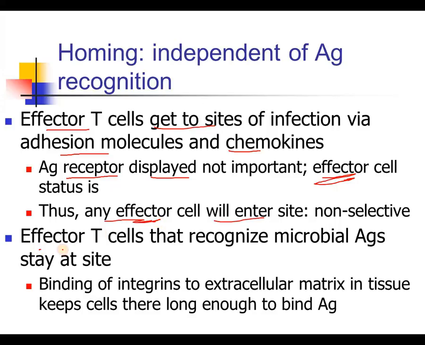What matters once it gets there is that effector cells that recognize the antigen at that site will stay at the site. If they don't recognize the antigen at that site, they'll keep moving on until they find a site where they do, as long as they're an effector cell. So binding of integrins to the extracellular matrix in the tissue keeps the cell there long enough to bind antigen and perhaps recognize it. So again, the movement doesn't depend on what the antigen is at any particular site to get it there. What matters is whether it's an effector T cell or not.